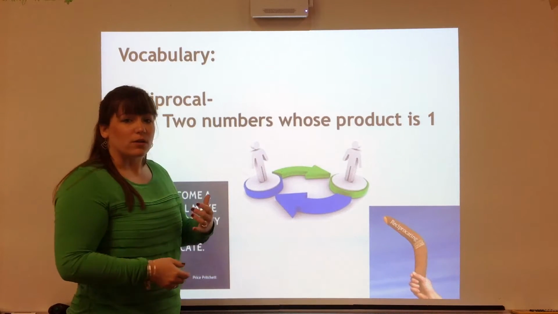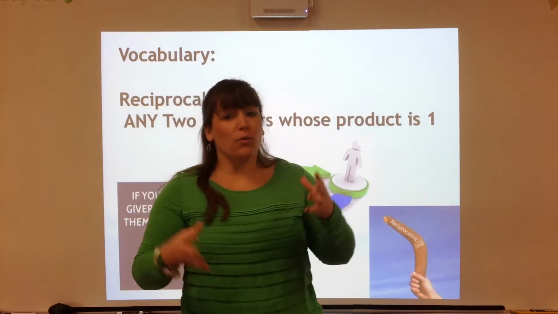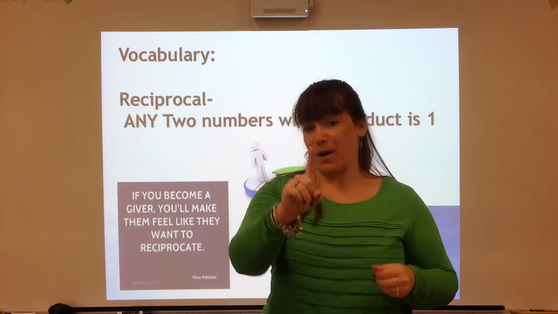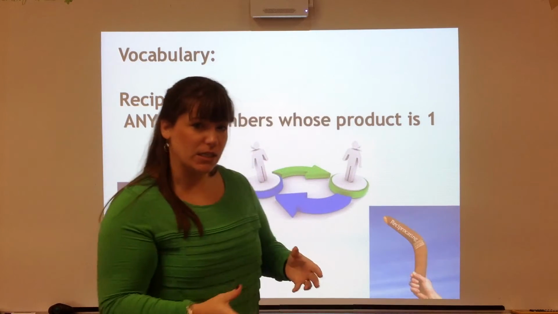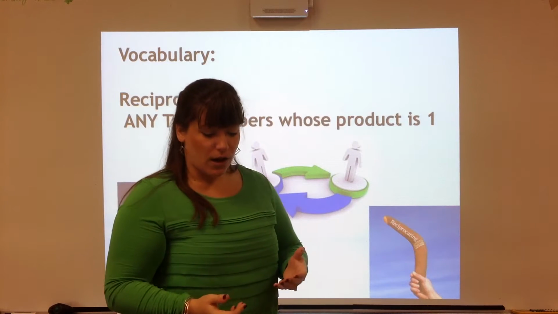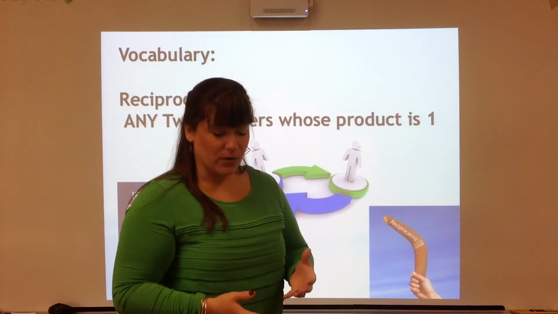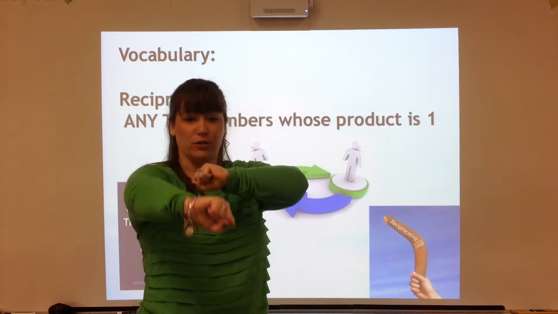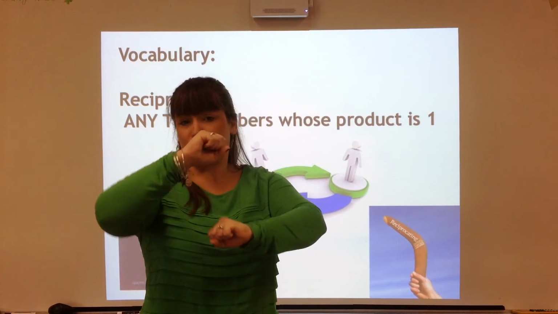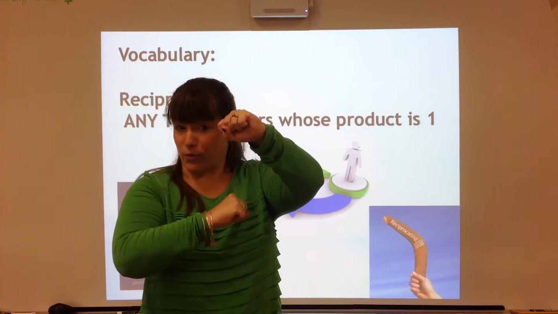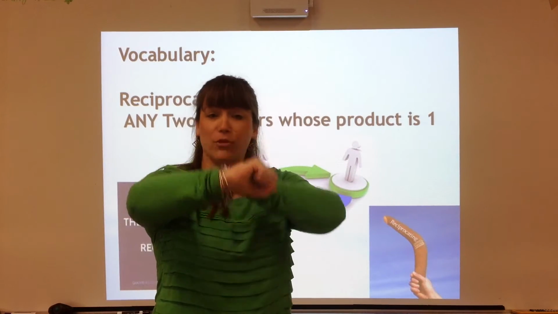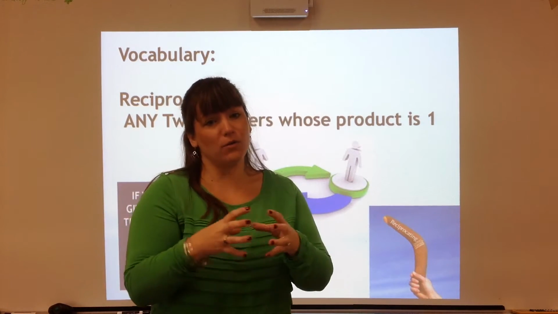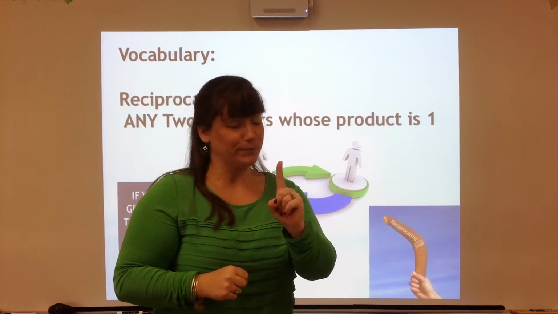A reciprocal is any 2 numbers that, when you multiply them, their product is 1. So you can see that on your note sheet. The vocabulary word reciprocal in math class means that you're going to take a fraction and flip it around. Or you're going to take a whole number, put it over 1, and flip it around. Those 2 numbers, when you multiply them, will equal 1.